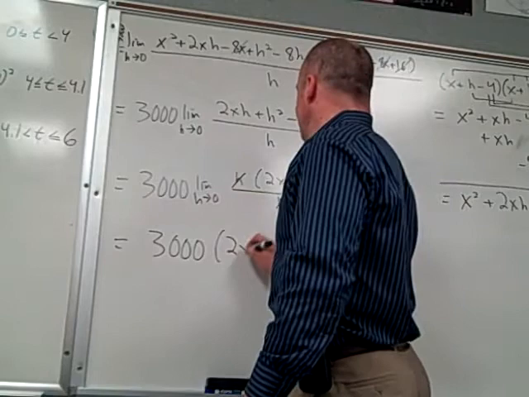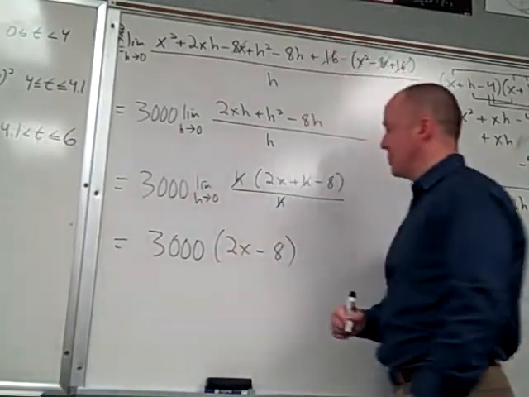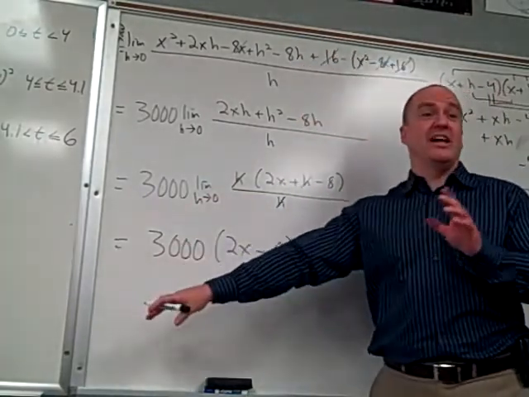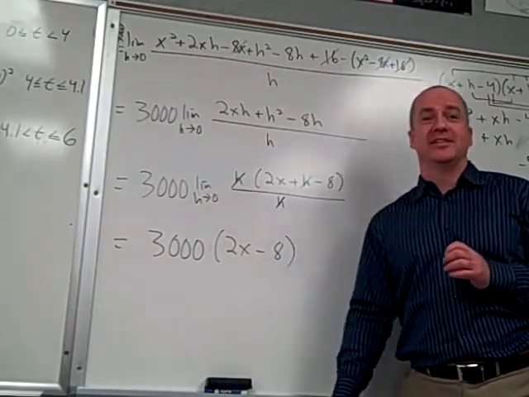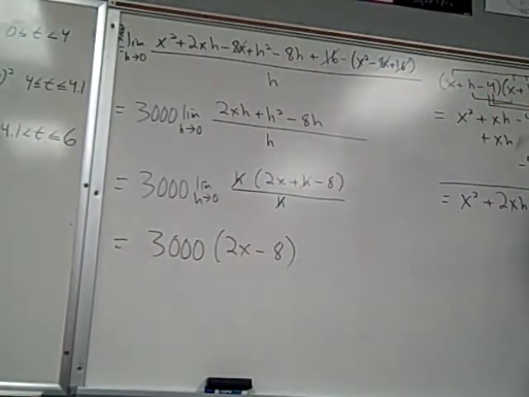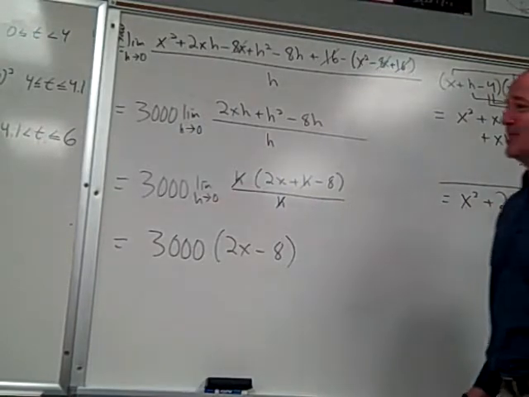Yep, 3,000 times 2x. You forgot minus the limit 8, again. No. Okay, now I didn't. No, that time I didn't forget, because I've let h equal 0, so I don't have to write it. Thank you for double checking me, though.